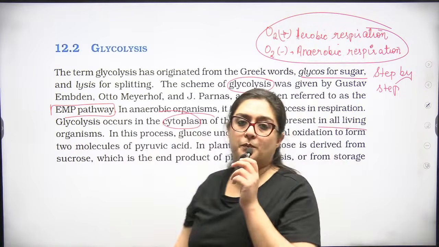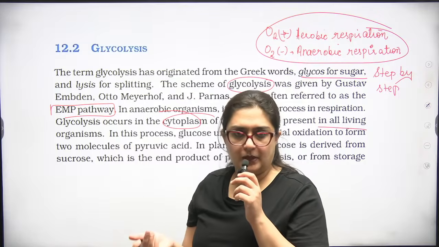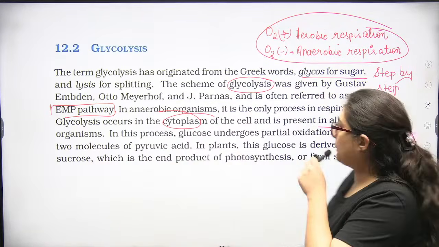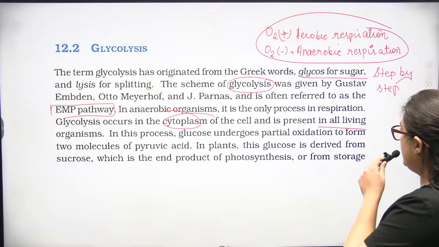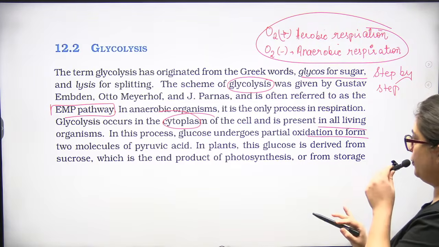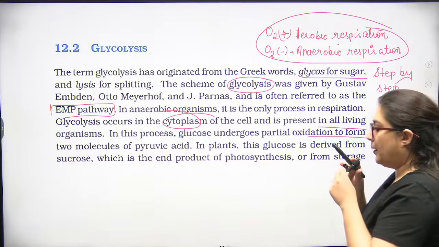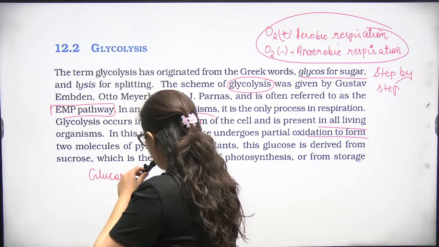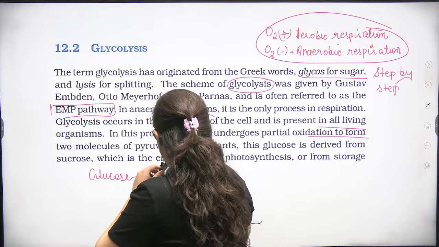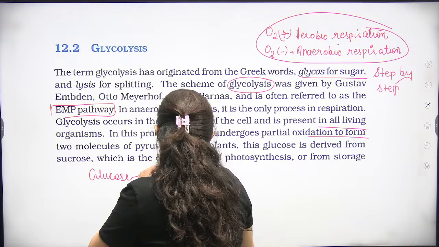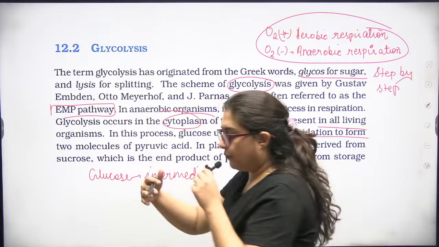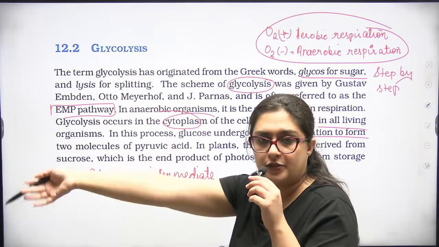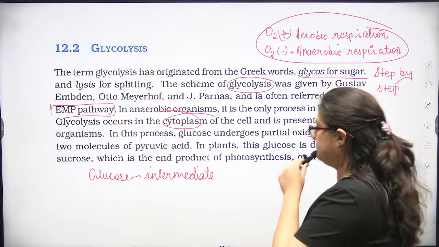Glycolysis occurs in the cytoplasm and is present in all living organisms. Glycolysis occurs in which part of the cell? It is cellular respiration, meaning it is occurring inside the cell. So which site? Cytoplasm. In this process, glucose undergoes partial oxidation to form two molecules of pyruvic acid. The glucose is breaking down, intermediate products will form. First a substrate, then a product, then again some substrate, then product.